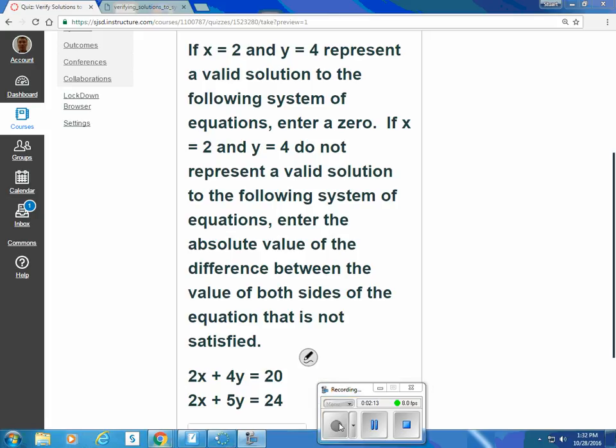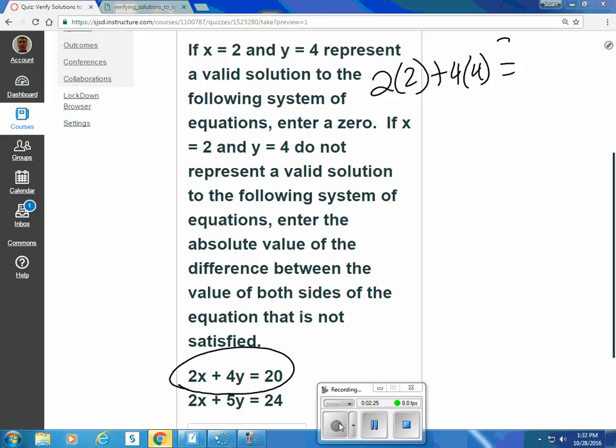So 2x plus 4y equals 20. So if x is 2, then we have 2 parentheses 2 plus 4 parentheses 4. Does that equal 20? Well, 2 times 2 is 4, 4 times 4 is 16, 16 plus 4 does equal 20. So this one, we would enter a 0 because it is a solution.